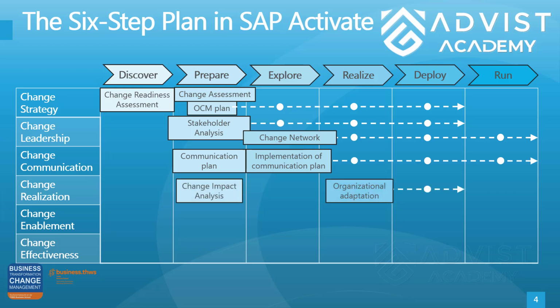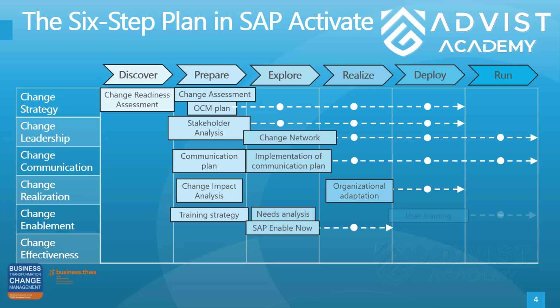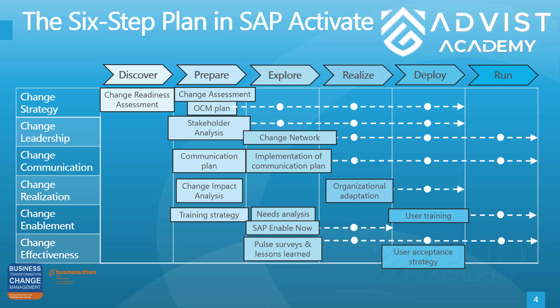For this transformation to succeed, change enablement is essential. With training strategies, needs assessments, and tools such as SAP Enable Now, employees are prepared for the new system. Finally, there is change effectiveness. Here, pulse surveys, lessons learned, and acceptance analyses are used to measure how sustainably change is anchored. Together, these 6 stages form a structured and sustainable change management approach, with a clear focus on the people in the project.